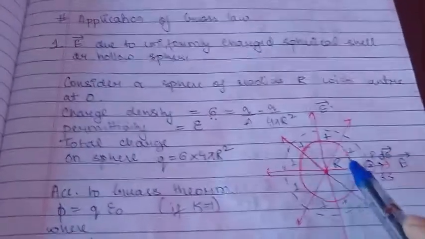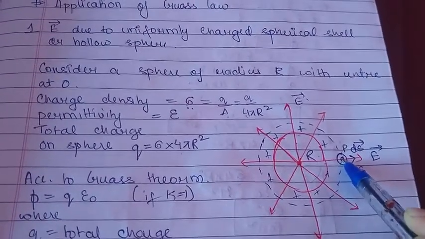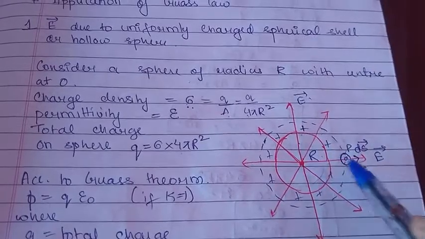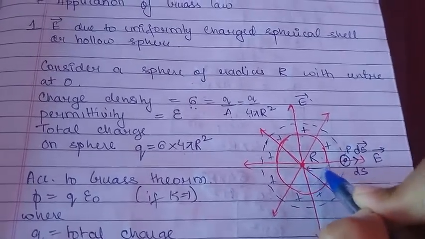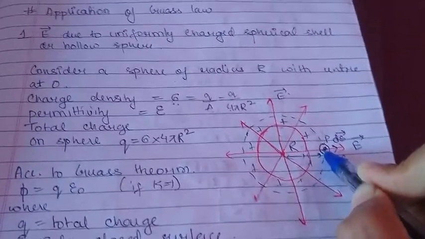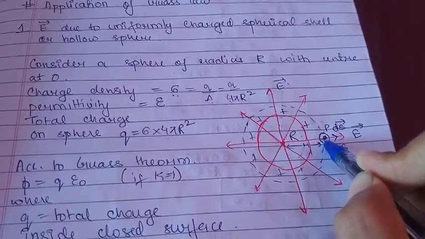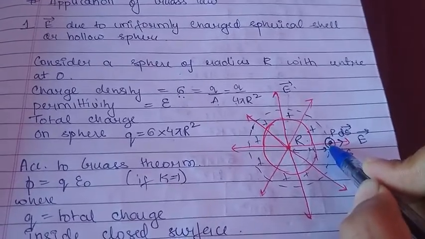Now consider a point P. Suppose this is a point P outside the spherical shell at a distance small r. Now you have to find the electric field intensity at this point. Whenever you have to apply Gauss law, that point should be enclosed inside a Gaussian surface. Gaussian surface is basically an imaginary surface.